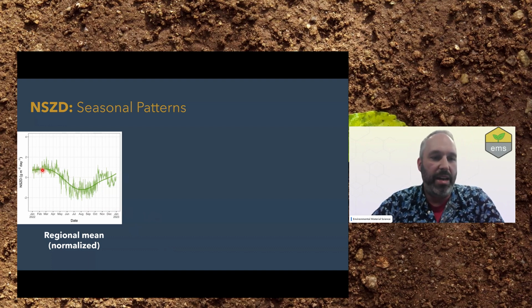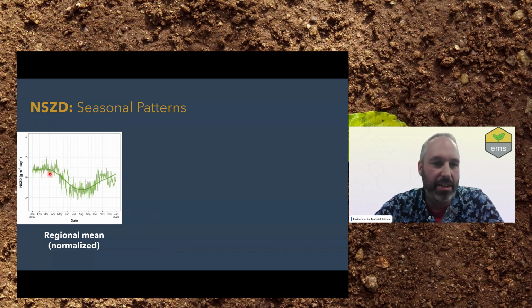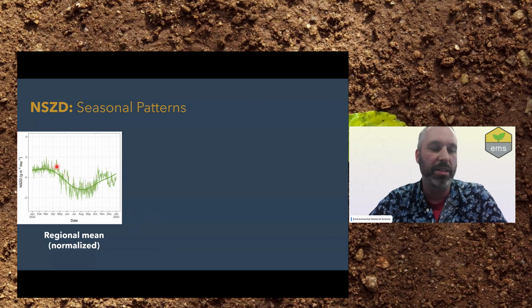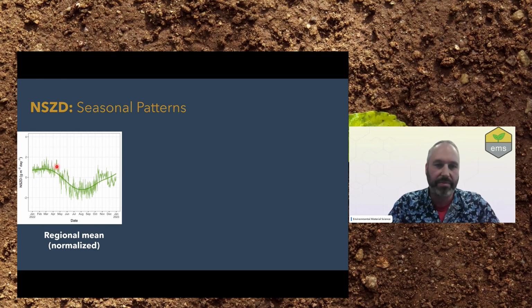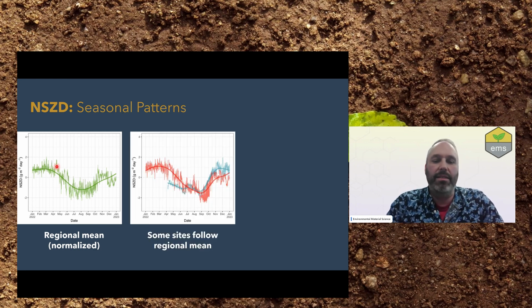But we'll just look at the shape, and it's a little counterintuitive because if you read the literature on NSZD, normally you should be expecting to have a peak in the fall, say September, October, but that isn't really the case. On average, it's actually more in the springtime. And so that's our regional mean.